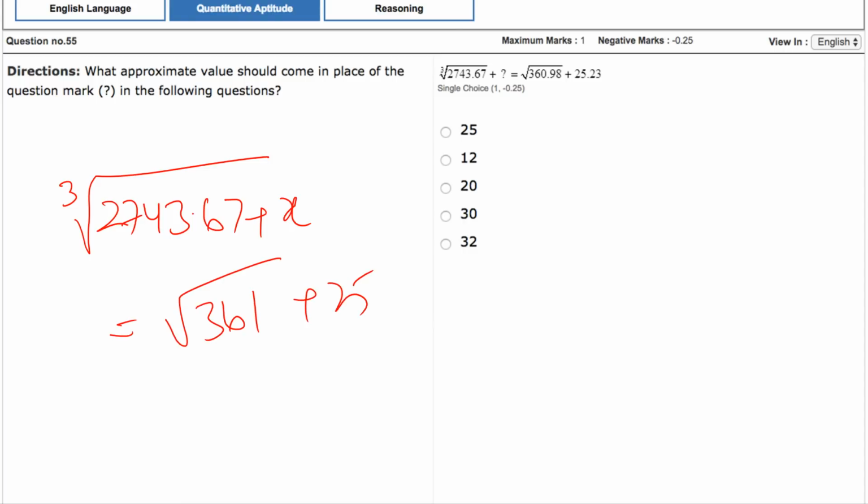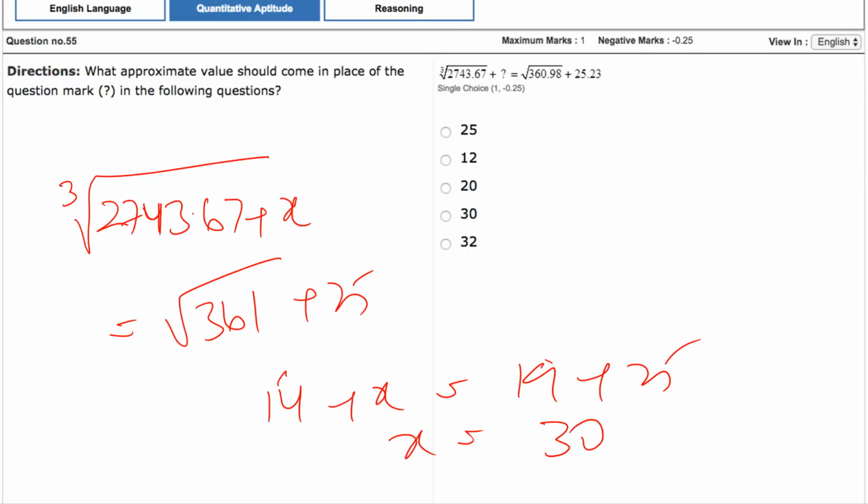Again, I think a very simple question. This is the cube root of 2744, which we all know is 14. Plus x is equal to 19 plus 25. This is 19 minus 14, 5. So x will become 25 plus 5, 30. As simple a question as that.